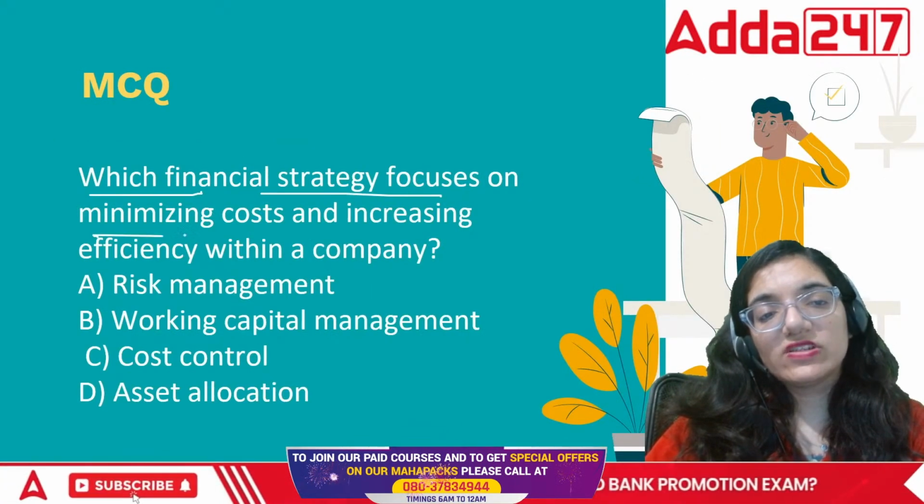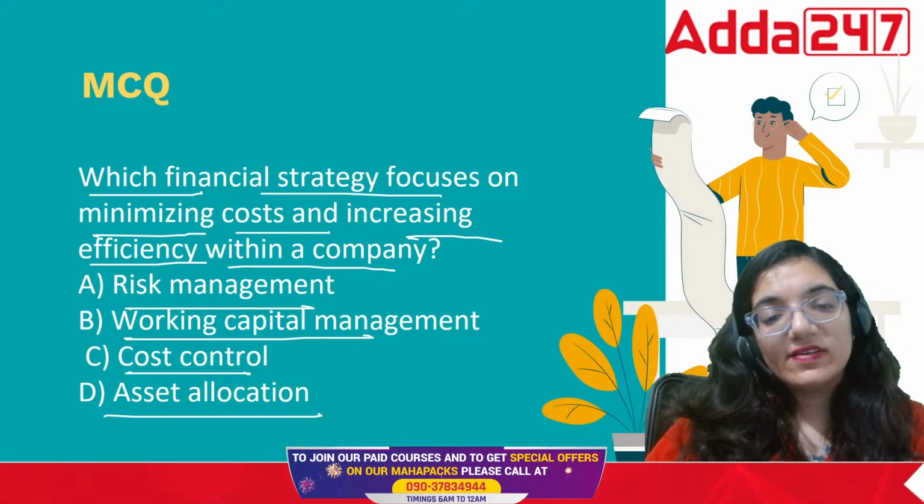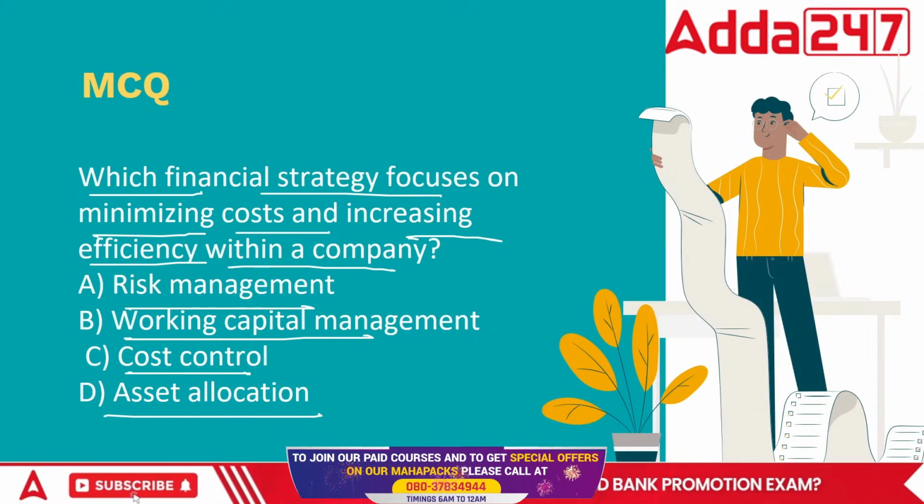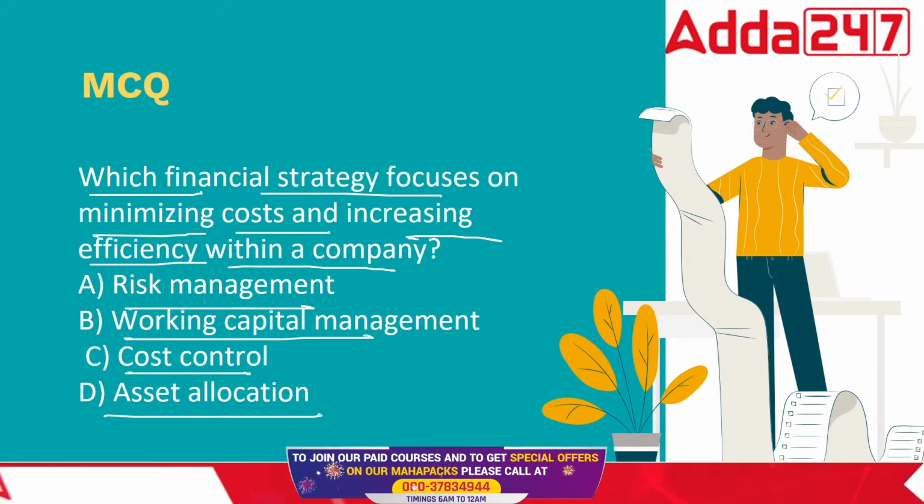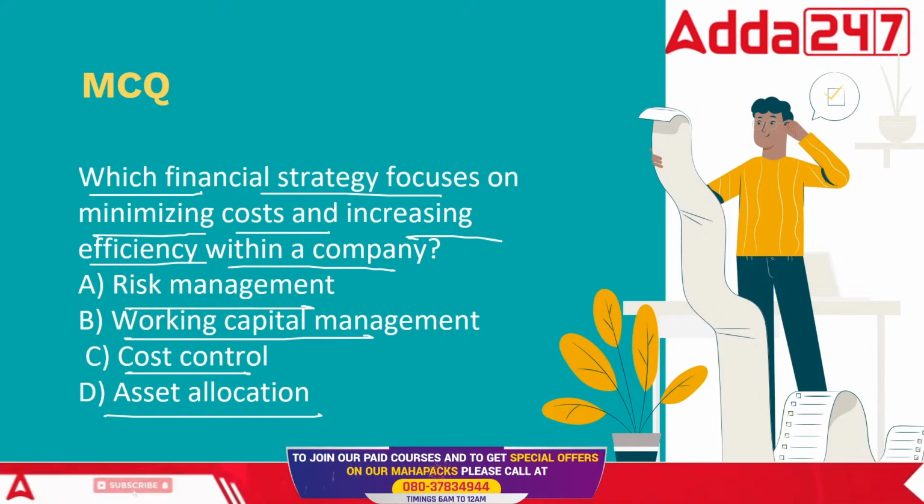Which financial strategy focuses on minimizing the cost and increasing efficiency within the company? Risk management, working capital, cost control, or asset allocation? Which financial strategy focuses on minimizing the costs? Risk management. Risk is just to minimize the risk. Then the next point is cost control. Cost control is all about the focus where we are looking forward towards controlling our cost without losing our quality.